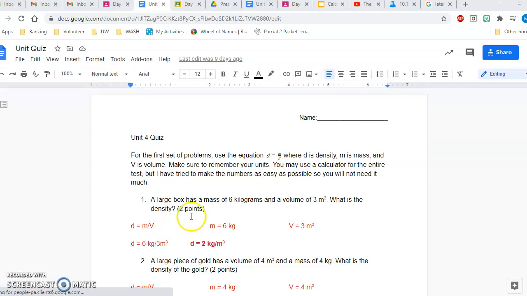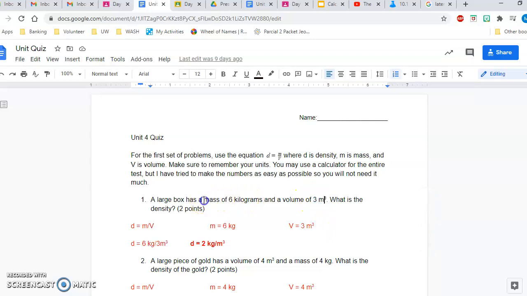So for our first one, we're asked about density. I gave you guys the equation that density is equal to mass divided by volume. So what I do every time I have a problem is I write down the equation I want to use, and I write down what I'm given in terms of our variables, in terms of our equation. So our equation says density, or D, is equal to m for mass divided by volume, or V. So I defined m as 6 kilograms, m equals 6 kilograms, and V equals 3 meters cubed.